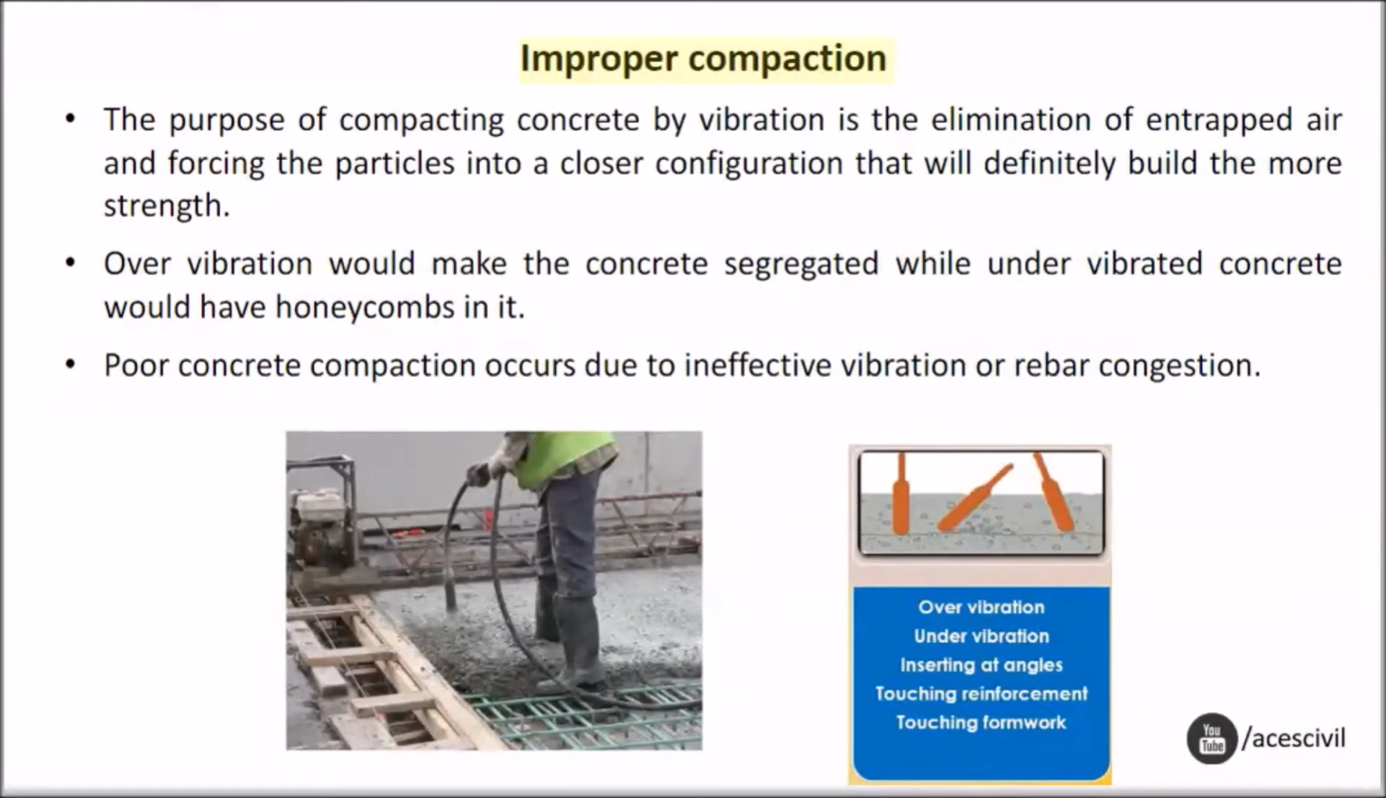Improper compaction. The purpose of compacting concrete by vibration is the elimination of entrapped air and forcing the particles into a closer configuration that will definitely build more strength. Over-vibration would make the concrete segregated, while under-vibrated concrete would have honeycombs in it. Poor concrete compaction occurs due to ineffective vibration or rebar congestion.